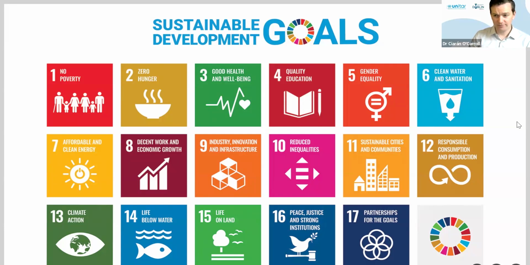SDG 2, zero hunger. End hunger everywhere in the world by 2030. Achieve food security, improve nutrition. So all people everywhere have access to not just food, but nutritious food all year round. I'll call out another one, quality education. This is to ensure inclusive and equitable quality education and promote lifelong learning opportunities for everyone in the world. This goal focuses on giving access to education from primary all the way through to higher education and adult training.